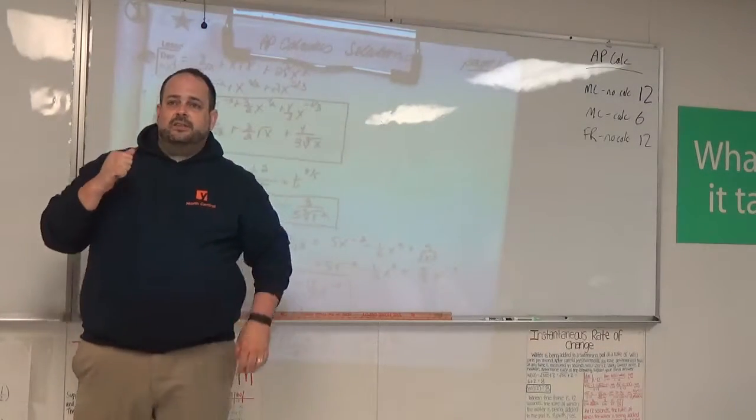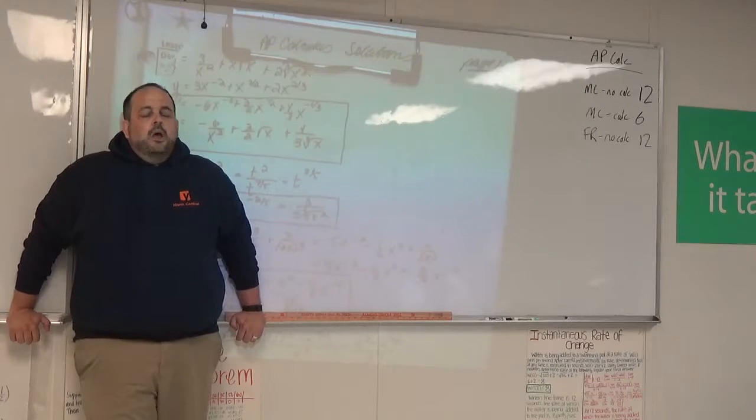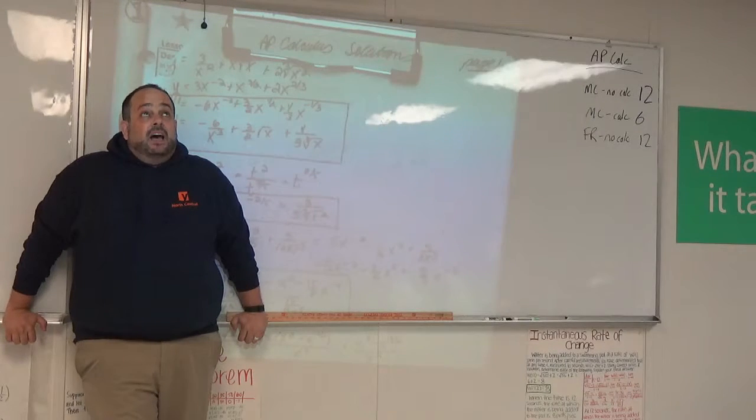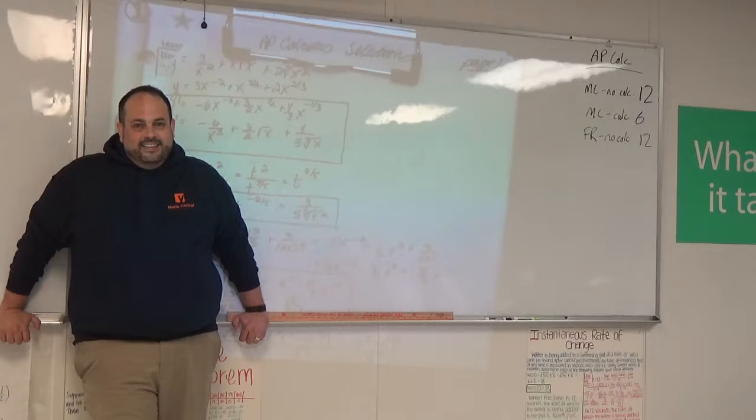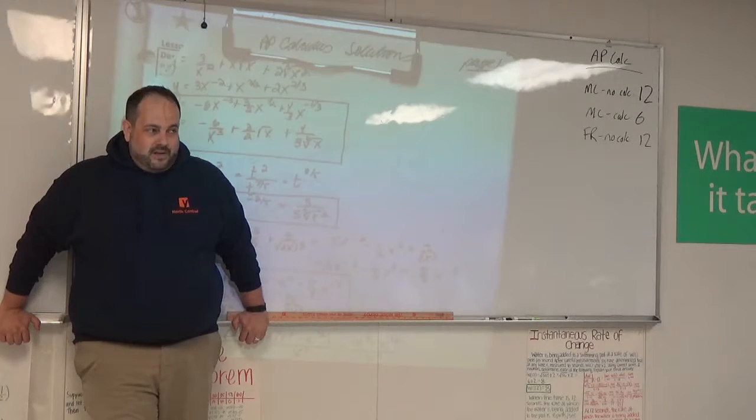Derivative of natural log of x is 1 over x. And the derivative of tangent of x. Secant of x? No, secant squared. Derivative of tangent of x is secant squared of x.